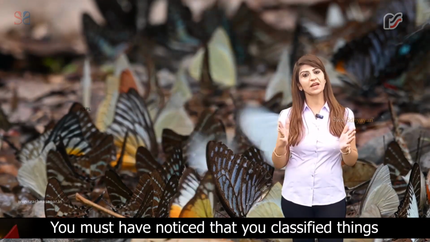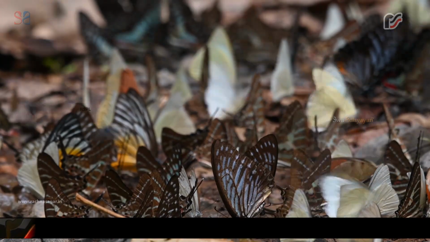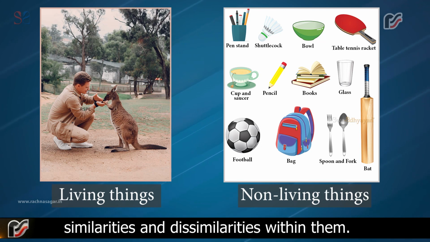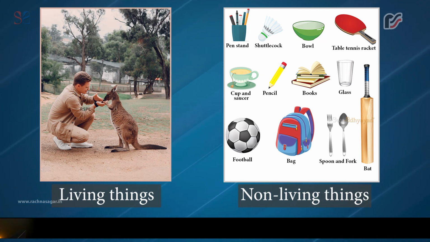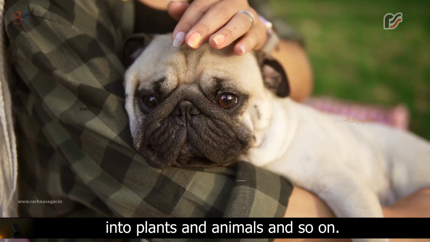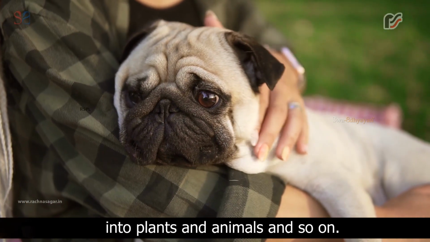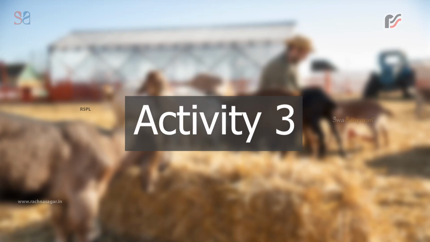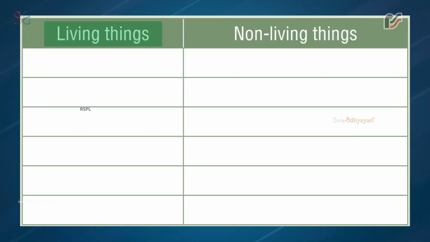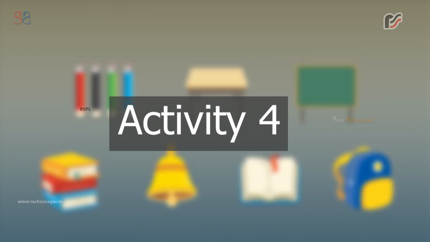Classification. You must have noticed that you classify things into living and non-living on the basis of certain similarities and dissimilarities within them. Similarly, you can further classify the living things into plants and animals and so on. Activity 3. Observe the pictures carefully and classify things into living and non-living. Living things, non-living things.